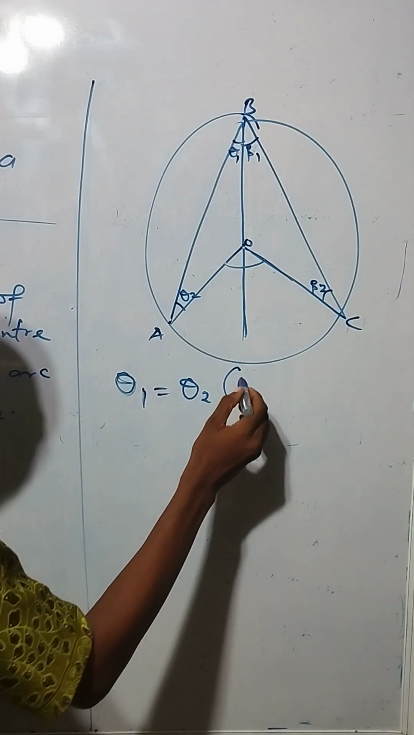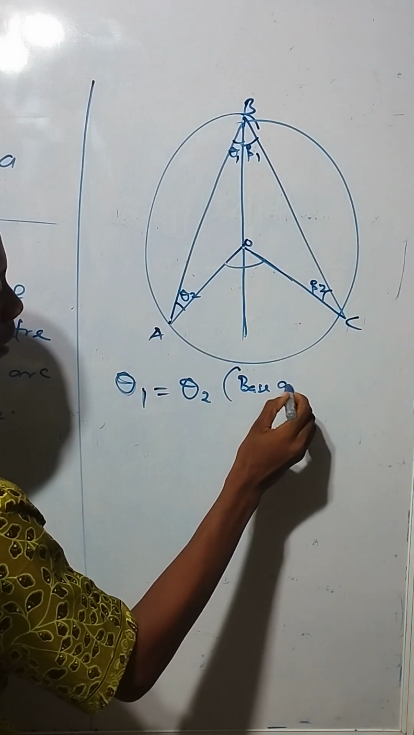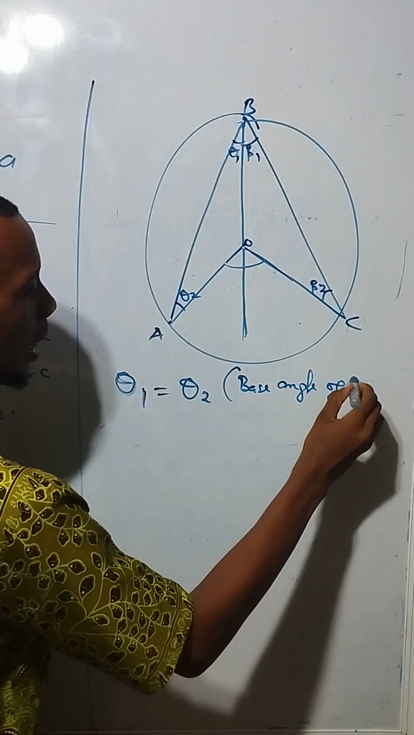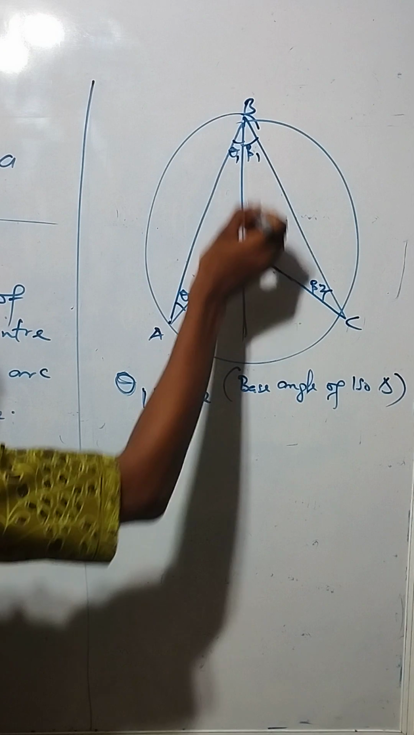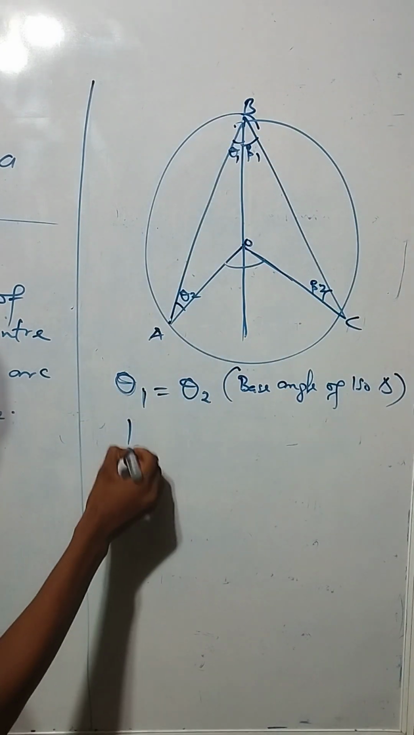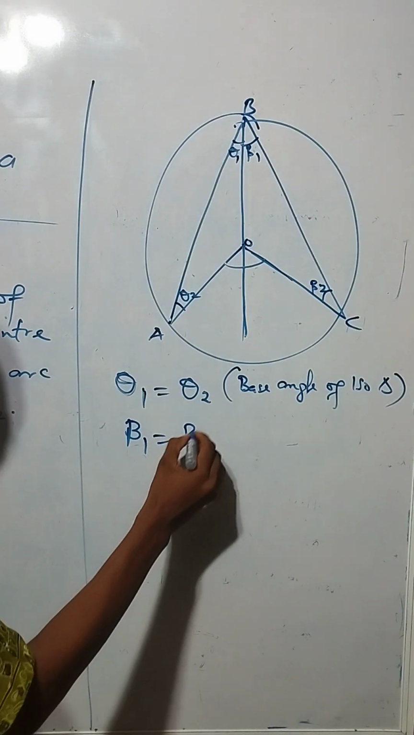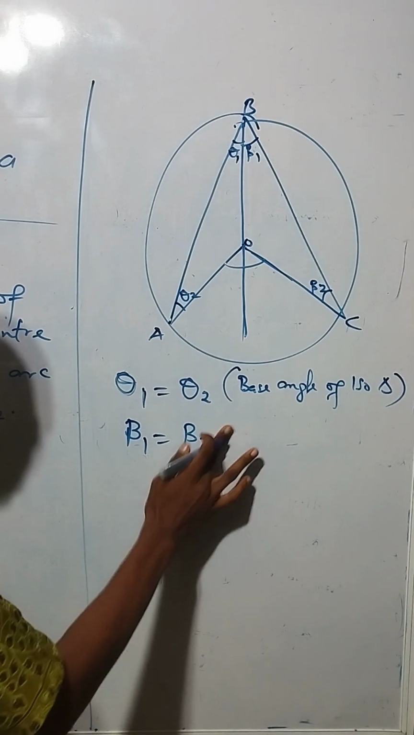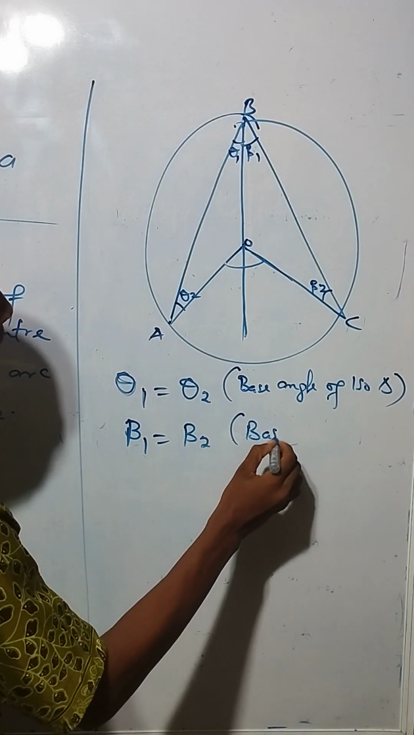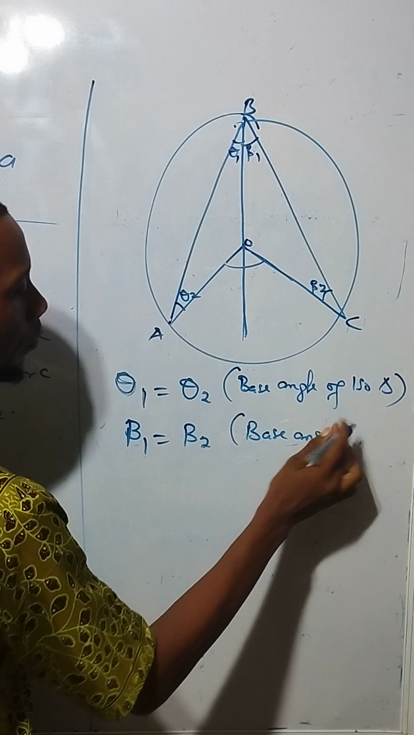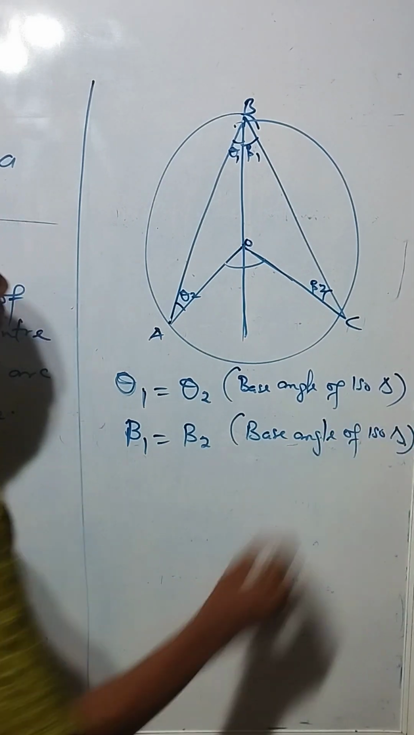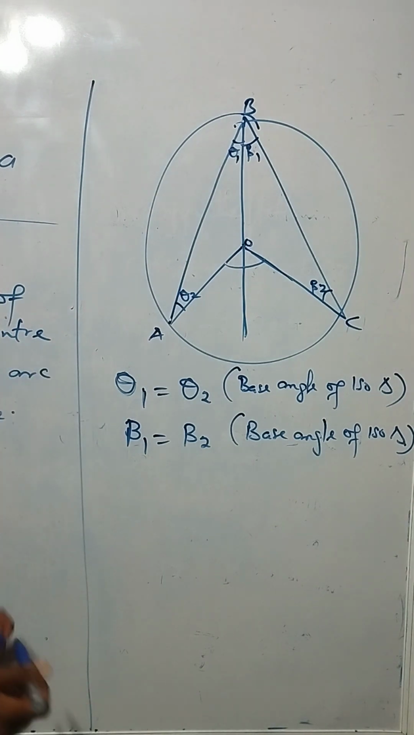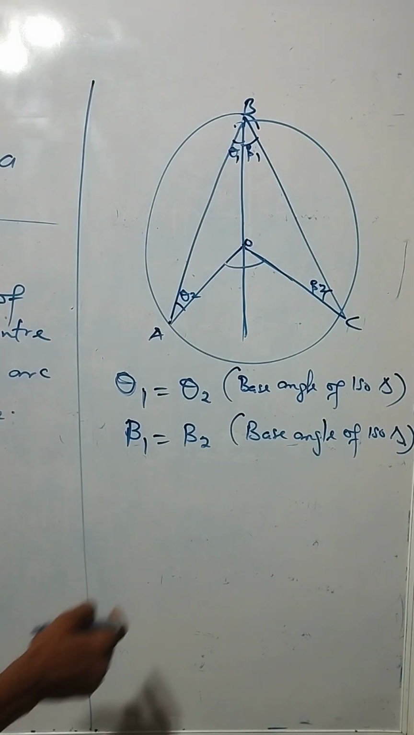And the reason is the base angle of an isosceles triangle. That's number 1. We can as well say that because here is radius, here is also radius, our beta 1 is equal to beta 2. And the reason is not far-fetched, which is also what now? Base angle of isosceles triangle.